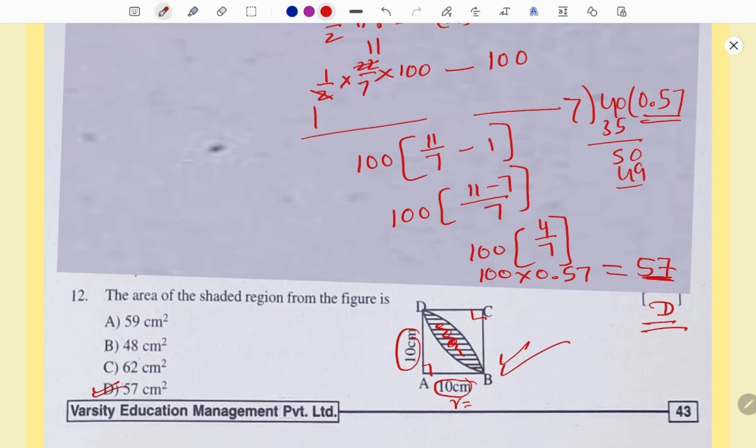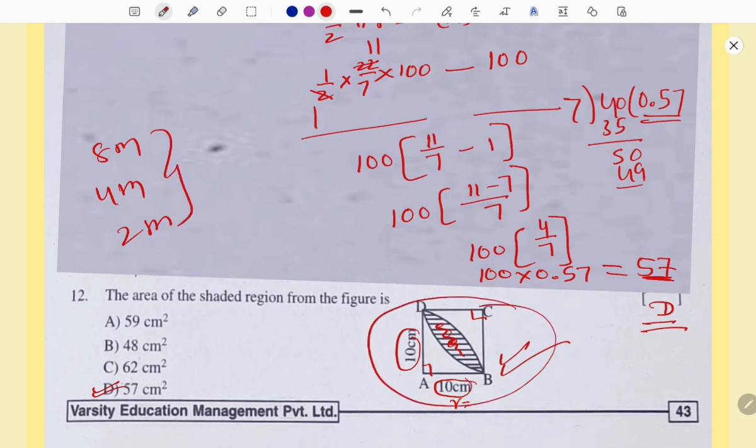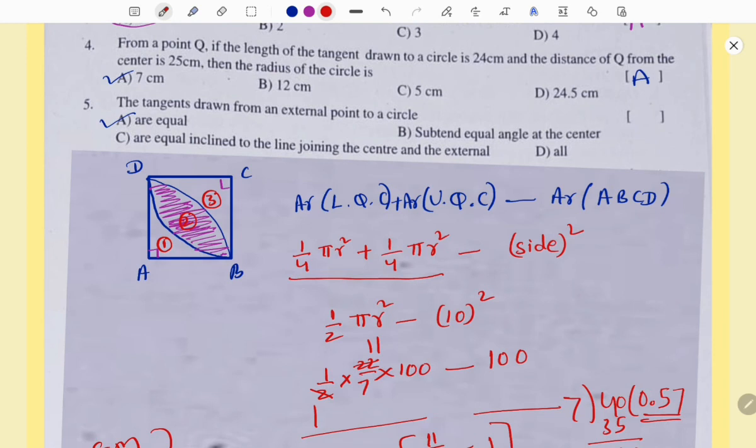I hope all have understood. This is a 4 marks question. Suppose you are asked an 8 marks question or a 2 marks question, whatever it may be, whenever any such diagram is there, you can simply use the formula: area of the lower quadrant circle plus area of the upper quadrant circle minus area of the square ABCD. Okay?